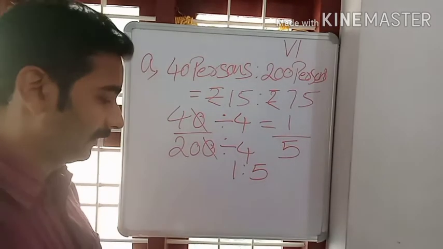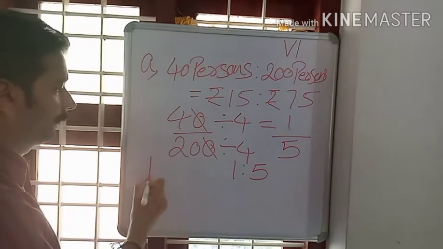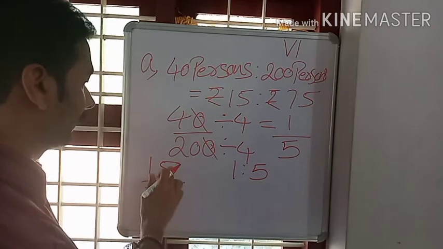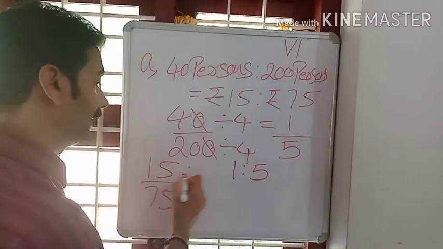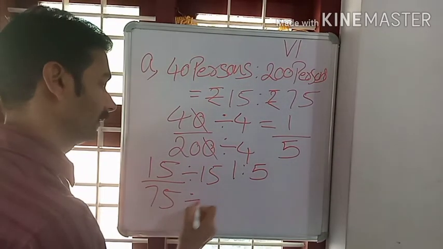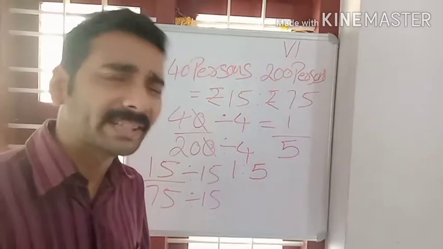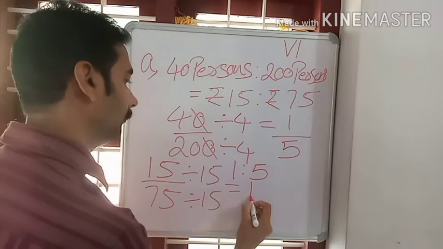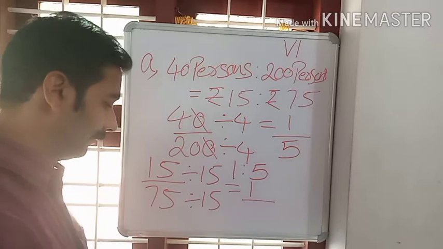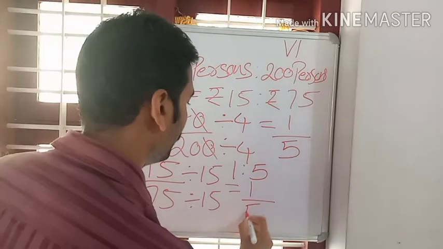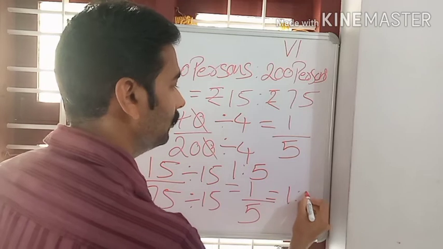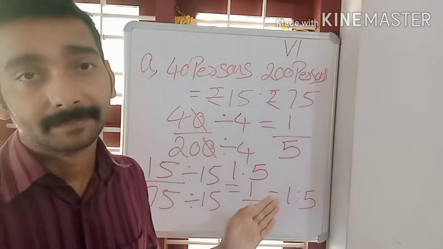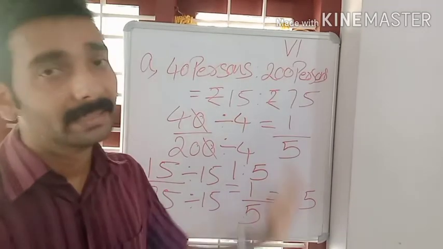And this is 15 upon 75. In 15 and 75, it is divisible by 15. 15 divided by 15 is 1, and 75 divided by 15 is 5. That means 1 is to 5. So the following statements are correct. Clear? Okay.